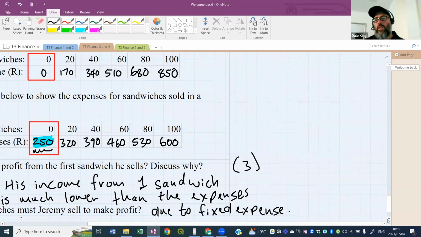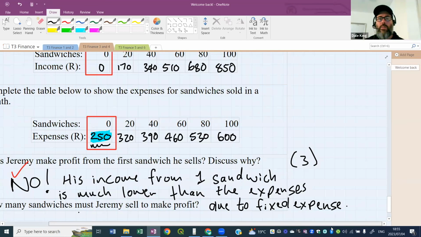Okay, let's read that again. It says here, no, he's not making profit because his income from one sandwich is much lower than the expenses, which are high due to fixed expenses. All right. The expenses, because of the fixed expense, is too high when only selling one sandwich.